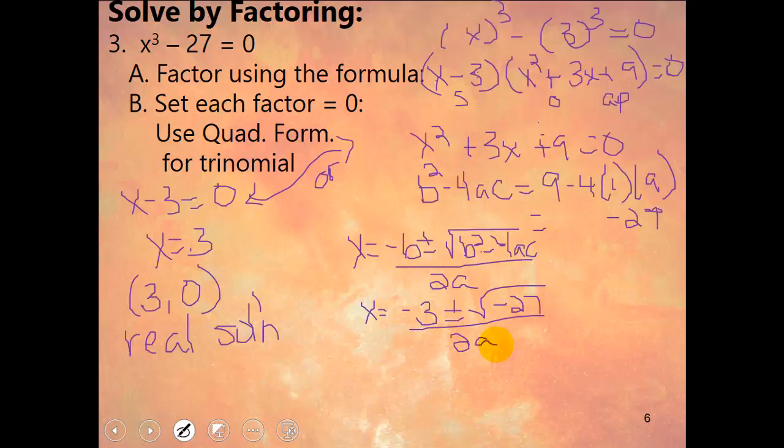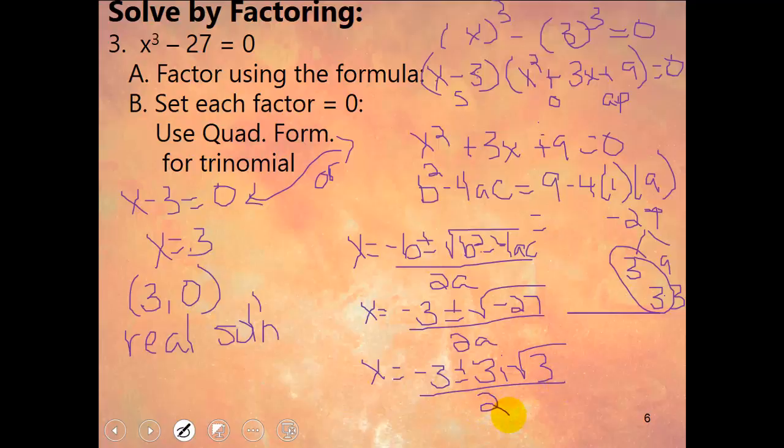Well, let's factor this. We know we're going to have to take an i out because of that negative, and this is 3 root 3. So I have x equals negative 3 plus or minus 3i root 3. That takes care of my negative under the radical. And then over 2, 2 times 1 is 2. And these are your 2 complex solutions. And you can leave them just in that form, just like that. 2 complex. Okay?